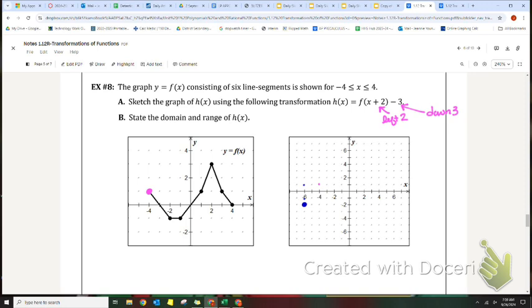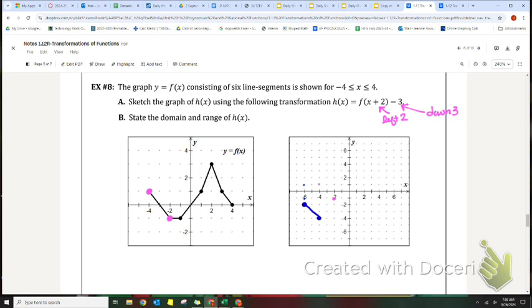And then I'm going to take this point right here. And I'm going to go, let's see, that's at, what, negative 2, negative 1. It's hard because the scale's off a little bit, so right there. And I'm going to go left 2, down 3. I'm going to go ahead and connect those.